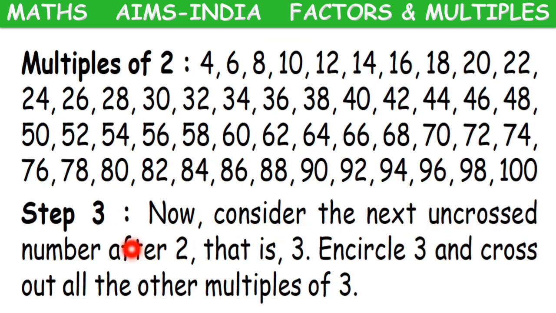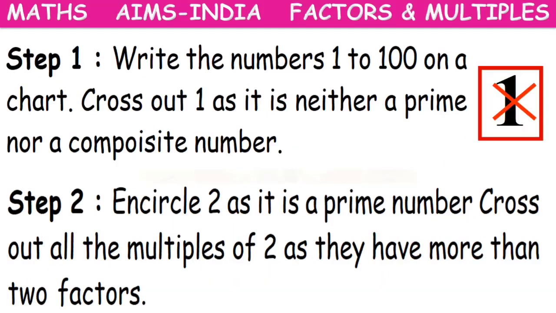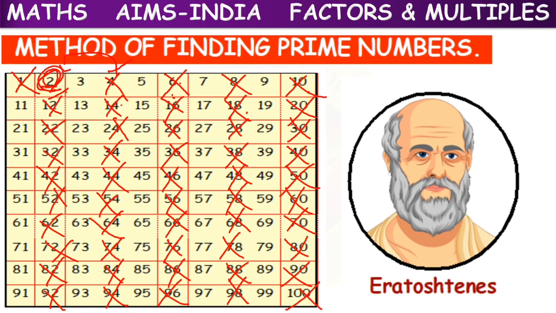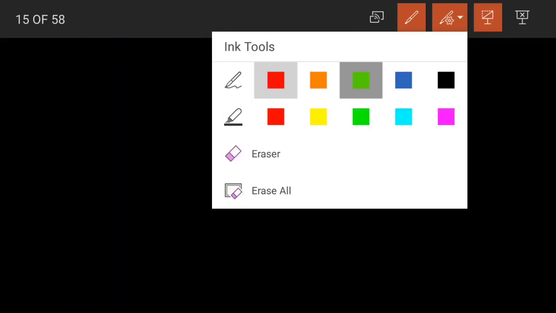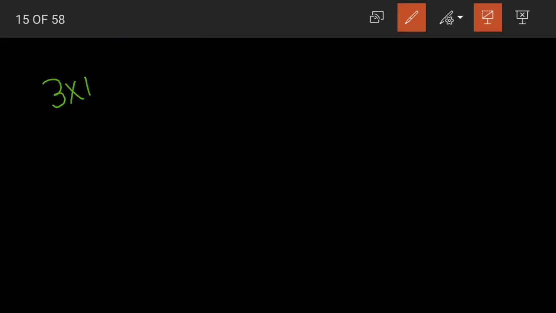Now, coming to step 3. Now consider the next uncrossed number after 2, that is 3. Encircle 3 and cross out all the other multiples of 3. We are done with 1 and 2 here. Now coming to 3. The uncrossed number is 3. Now is 3 a prime number? Yes, 3 is a prime number. Why? Because we have only 3 ones are 3 and 1 threes are 3. So only in the tables 3 and 1 we get 3.